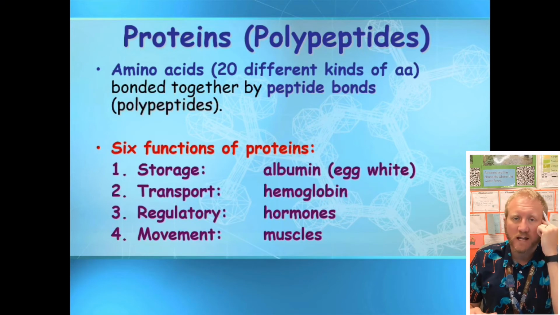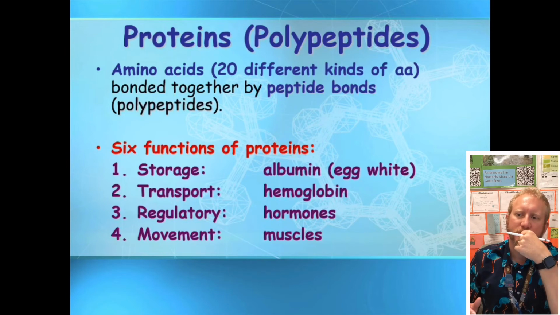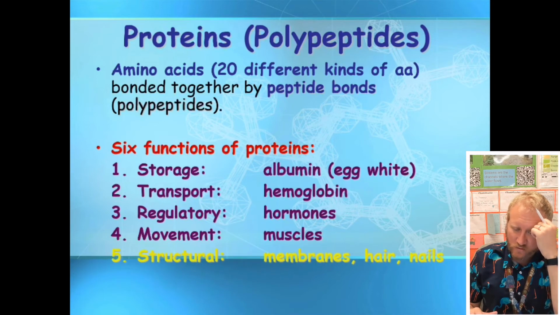Movement, your muscles are made out of protein. As a matter of fact, for the most part, it's made up of 2 proteins, and we'll talk about that October-ish. That's actually the 2nd or 3rd major organ system unit that we talk about. Structural, your cellular membranes, there's a lot of proteins in there. We're going to talk about those when we talk about transport.